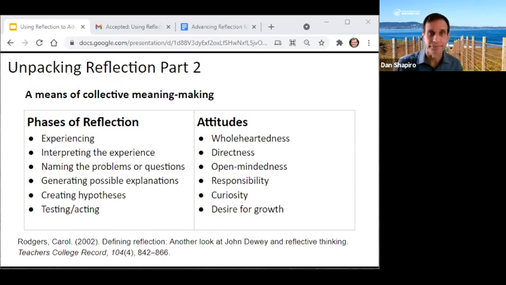And so here are the attitudes. Wholeheartedness, which is enthusiasm about the topic. Directness, confidence and trust in one's experience. Open-mindedness, willingness to explore alternative ways of thinking. Responsibility, believing reflection should culminate in action. Curiosity, the desire to understand things that trouble or baffle us. And finally, desire for growth, openness to changing what we think and what we do.